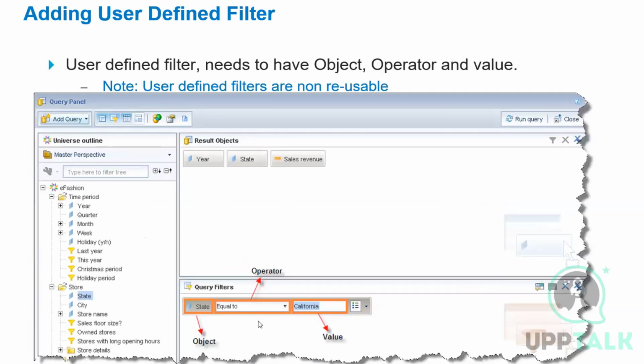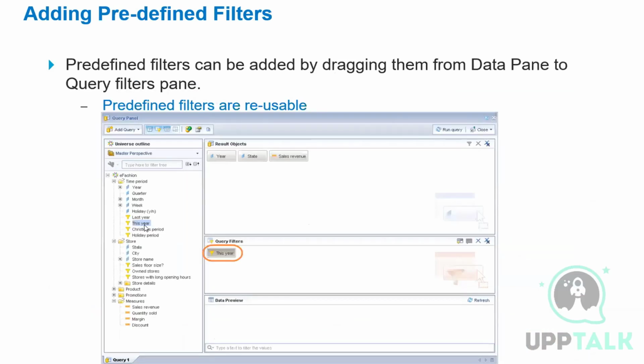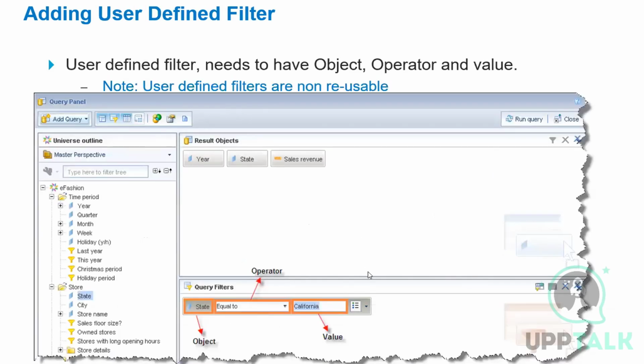This is a user defined filter. As I told you, if we put state equal to California, this filter is applicable for this report only. If we create one more new report, it will not come by default. So there we have to drag and drop again based on the requirement and give the values. So that is a non-reusable filter. Only predefined filters which are already defined in the universe layer are reusable. These filters are non-reusable, so for every report we have to create the filters.